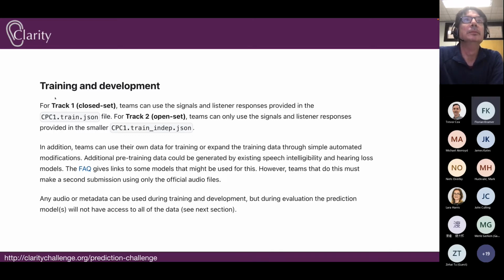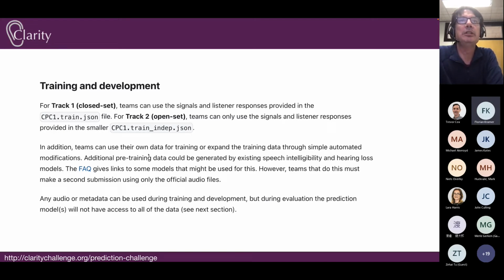So again, what can you use? Well, in training and development, in track 1, the closed set track, you can use all the signal and listener combinations that are listed in the CPC1 train JSON file. And for the open set track, this slightly shorter list of listener scene pairs in the train indep JSON file. So these are the signals you can use for training.